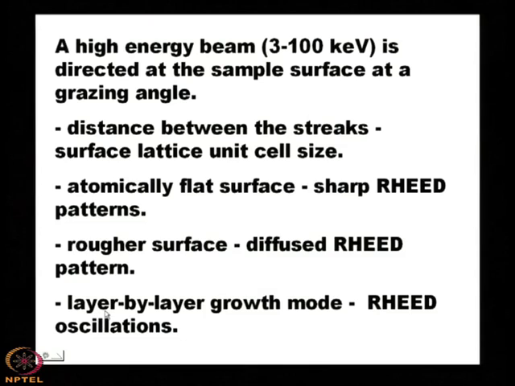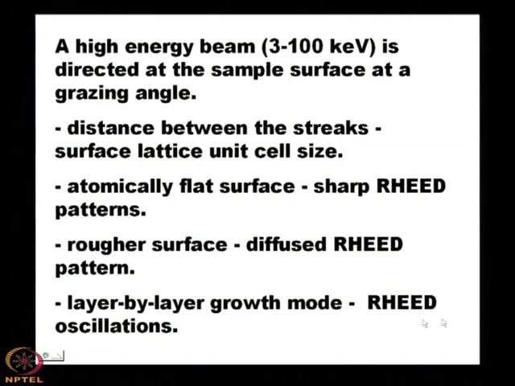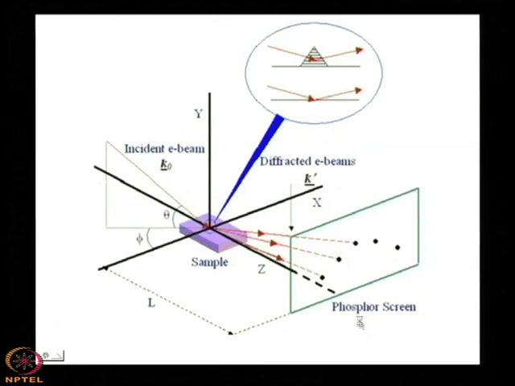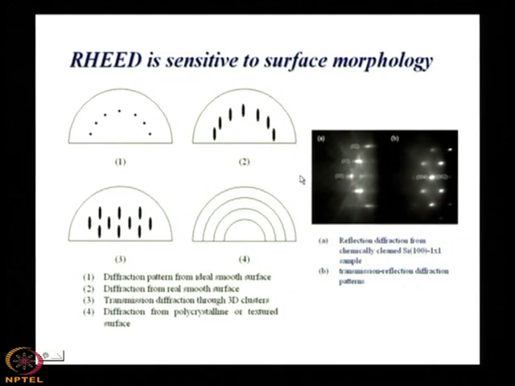And for layer by layer growth mode, if there is more than one layer, say a superlattice, or quantum wells, many multi quantum wells, many layers are there, then you will get RHEED oscillations, and from the frequency of the oscillations you can determine the thickness of the layers. You see, these are the streak patterns.